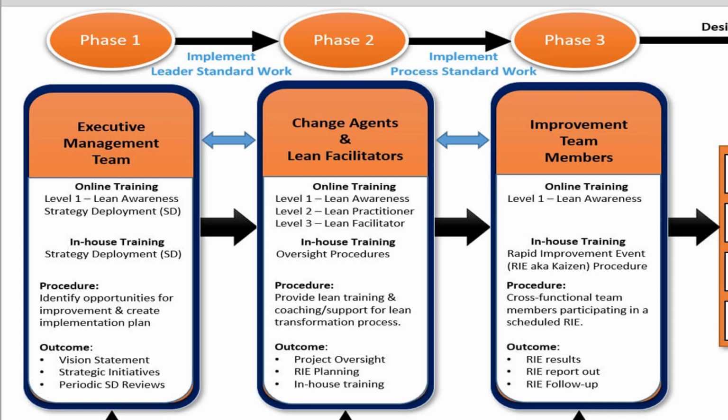The procedure is cross-functional team that's participating in a scheduled rapid improvement event. The outcome is obviously the rapid improvement results, a rapid improvement report out at the end of that session, and then rapid improvement follow-ups. Remember, I said that in an earlier slide where we do 30, 60, 90-day follow-ups to make sure that all the action items that were not completed during the rapid improvement event are still being looked at and completed and not just left hanging out there.